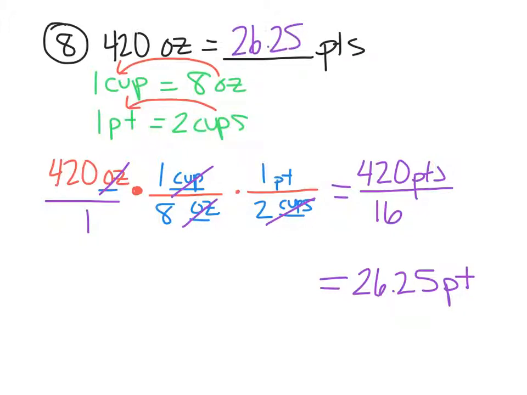26.25 pints. And again, if you were going to round, it would be 26.3 is what that would round to if you were rounding.